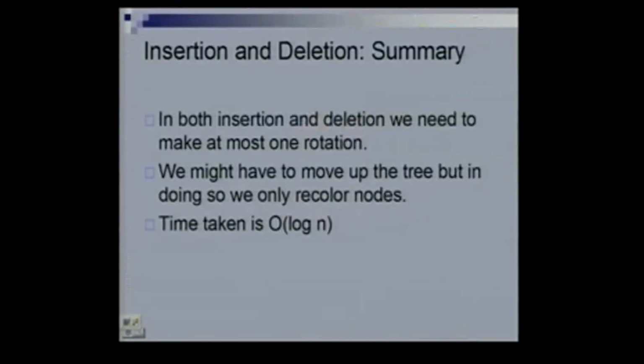Is everyone with me? Okay. So, that is all we are going to discuss about red black trees. We looked at search, insert, delete, all of them take log n time. You can also think of other operations, like if I say find the minimum element in a red black tree, how much time do you think it is going to take?